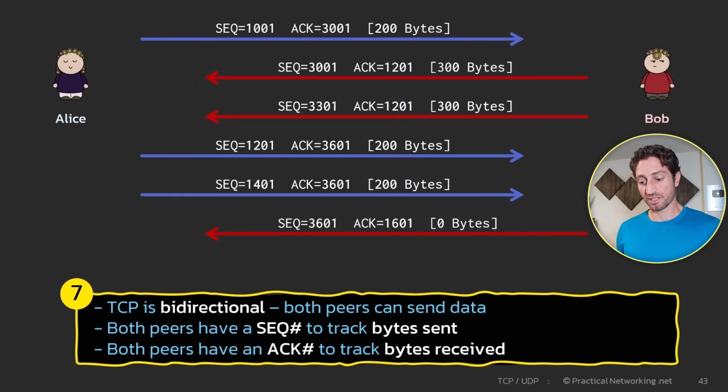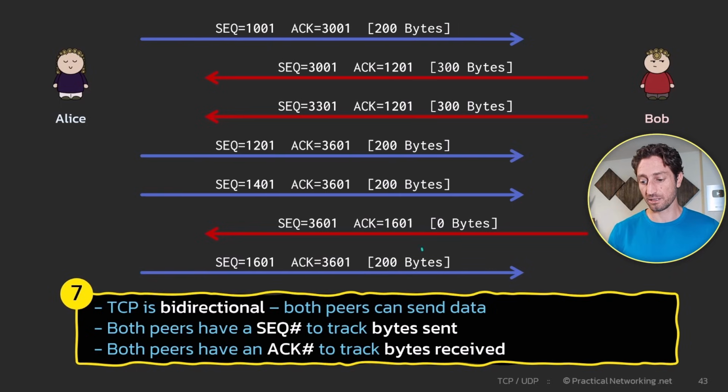Next, Alice is going to send another data packet, another 200 bytes, and as expected, that's going to start with sequence number 1601. That is the idea behind number 7, that TCP is bidirectional. Both parties can send data, therefore both parties have their own independent sequence numbers that is used to track what they send. Now, I do want to point out a couple of things.